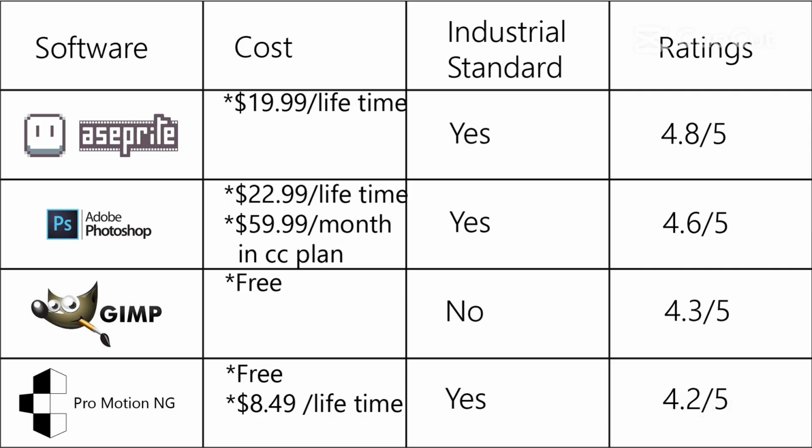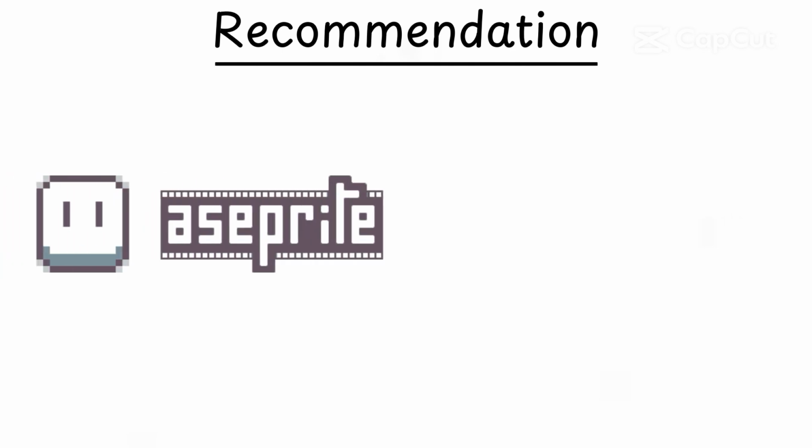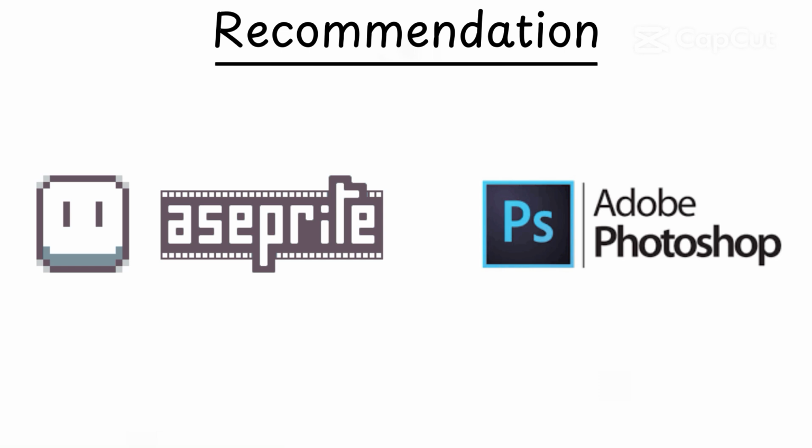In 2D pixel art, the best software are Aseprite, Adobe Photoshop, ProMotion NG, and GIMP. The GIMP is the only fully free software on this list. But my recommendation is either to use Aseprite or Photoshop. They are the industry standard for today's game industry.